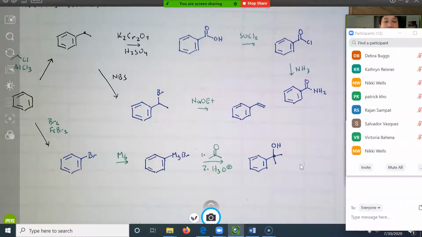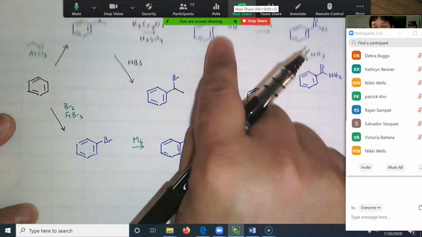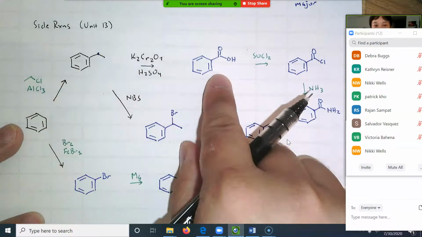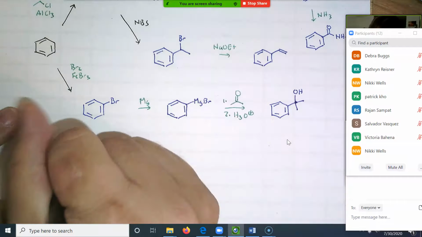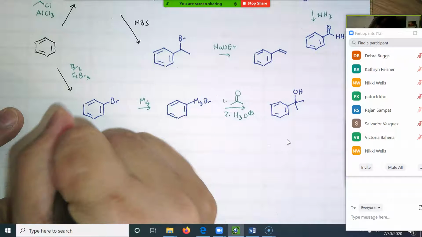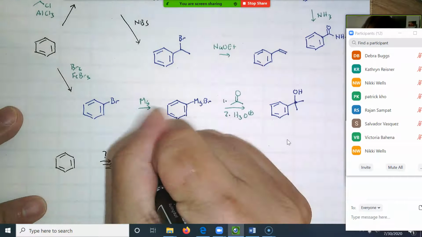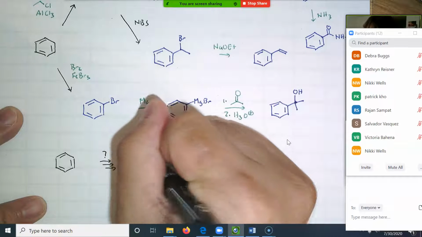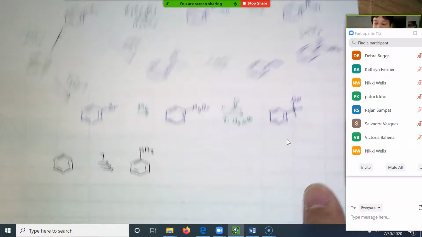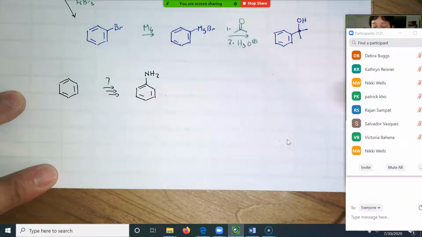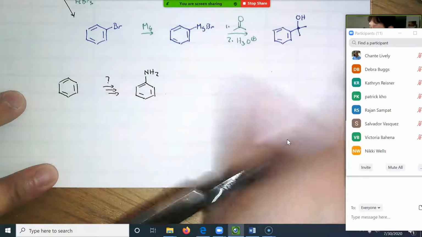Okay. There's one more side reaction that's super, super important. Because here I can make a carboxylic acid, benzoic acid. How do I make aniline? If I have this benzene ring and I want to make aniline, you realize that there is no one reaction that can get me to this amine, right? Not bromination, sulfonation, nitration, Friedel-Crafts alkylation, Friedel-Crafts acylation. How do I do this?